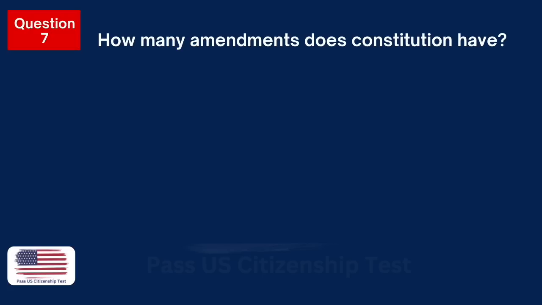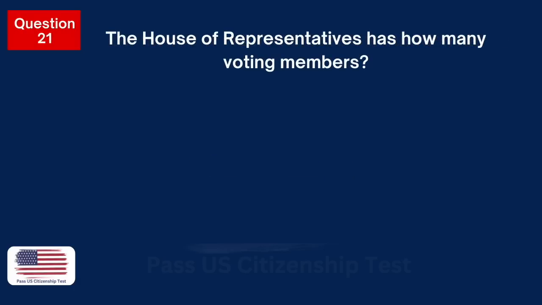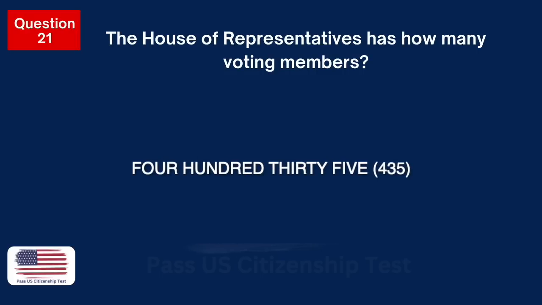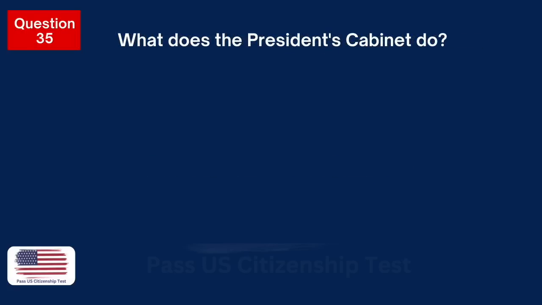How many amendments does the Constitution have? 27. The House of Representatives has how many voting members? 435. What does the President's Cabinet do? Advises the President.